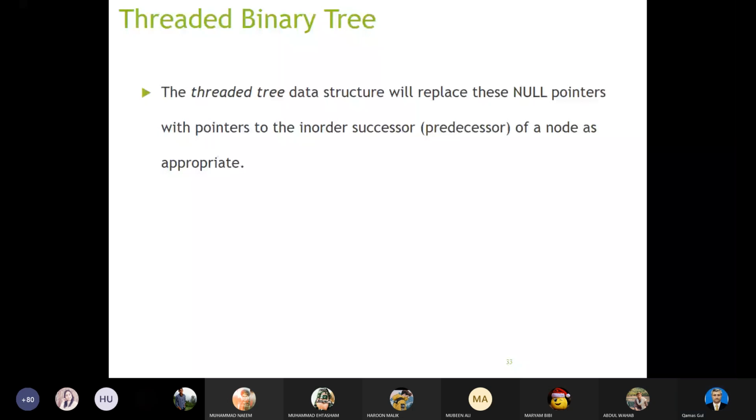अगर हम अपने नल पॉइंटर्स को इन ऑर्डर सक्सेसर या प्रीडिसेसर की तरफ पॉइंट करना शुरू करें, तो ऐसा ट्री थ्रेडेड बाइनरी ट्री कहलाएगा. Such kind of a tree is called a threaded binary tree, a threaded data structure. Why? Because we are utilizing the null pointers of the binary tree and we are directing them to the in order successor or the predecessor of a node.